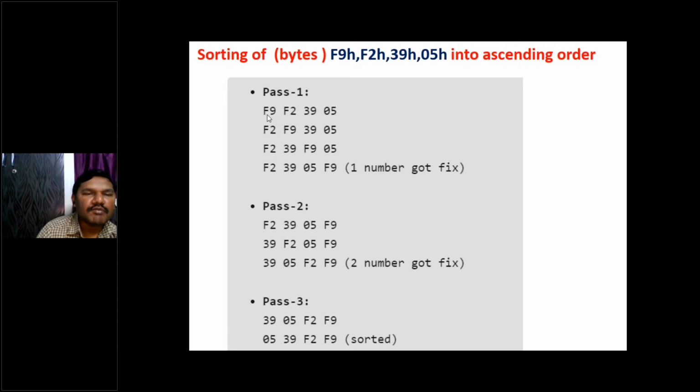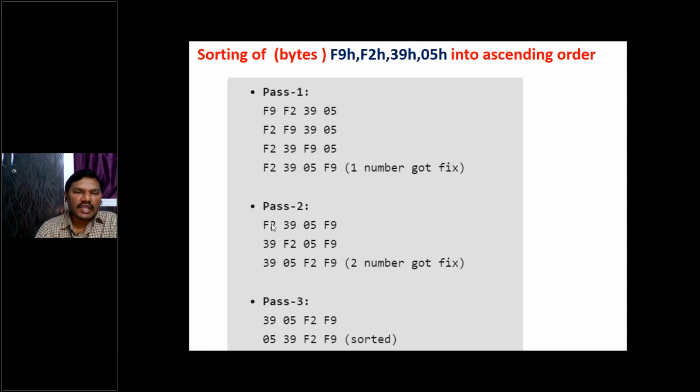Then what is happening? F9 and F2 comparison means subtraction takes place between these two. F9 is greater than F2 means no carry. If it is F2 and F9, carry will be generated. Then it will check the carry status, and then swapping or exchange takes place. That I'll explain in the programming.